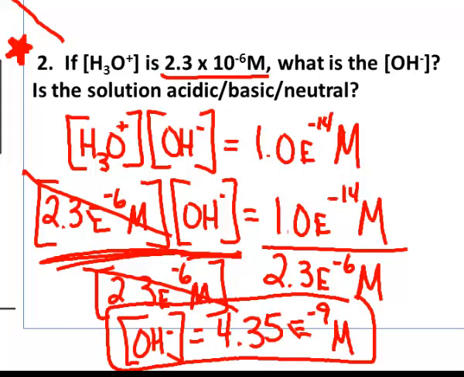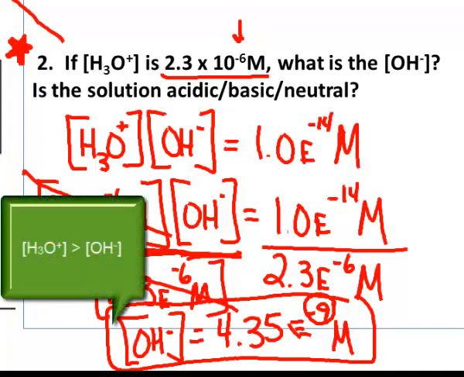All right. So the concentration of hydroxide is 4.35 times 10 to the negative 9 molar. Okay, so now we should be able to compare the two, right? To see if it's acidic or basic or neutral. So hydronium has an exponent of negative 6, hydroxide has an exponent of negative 9. Negative 6 is bigger than negative 9, so we have more hydronium, which means we'll have an acidic solution.